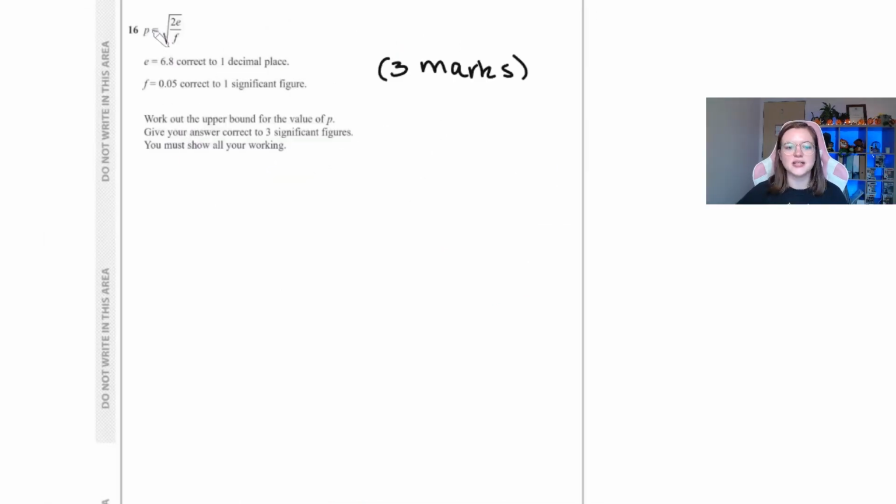Question 16. P is equal to the square root of 2e over f. E is 6.8, correct to one decimal place, and f is 0.05, correct to one significant figure. Work out the upper bound for the value of P. Give your answer correct to 3 significant figures. You must show all your working.